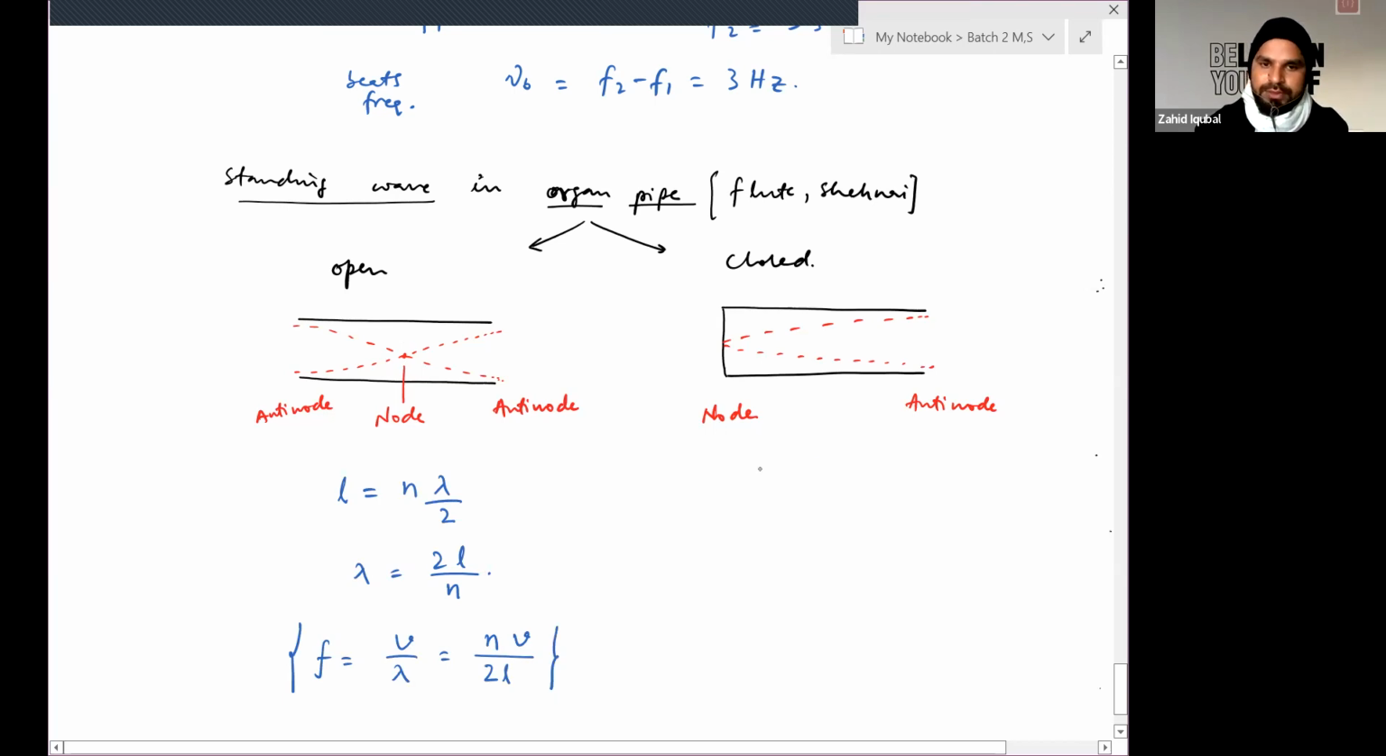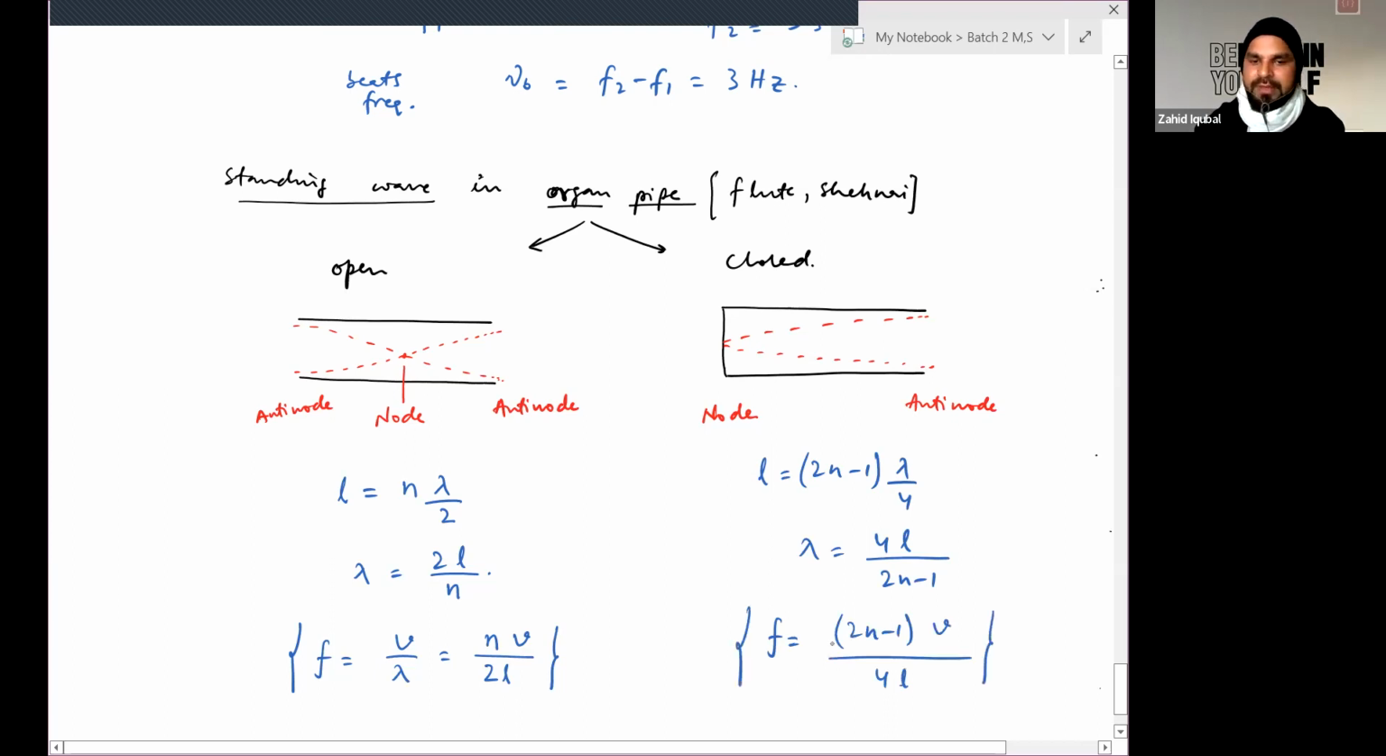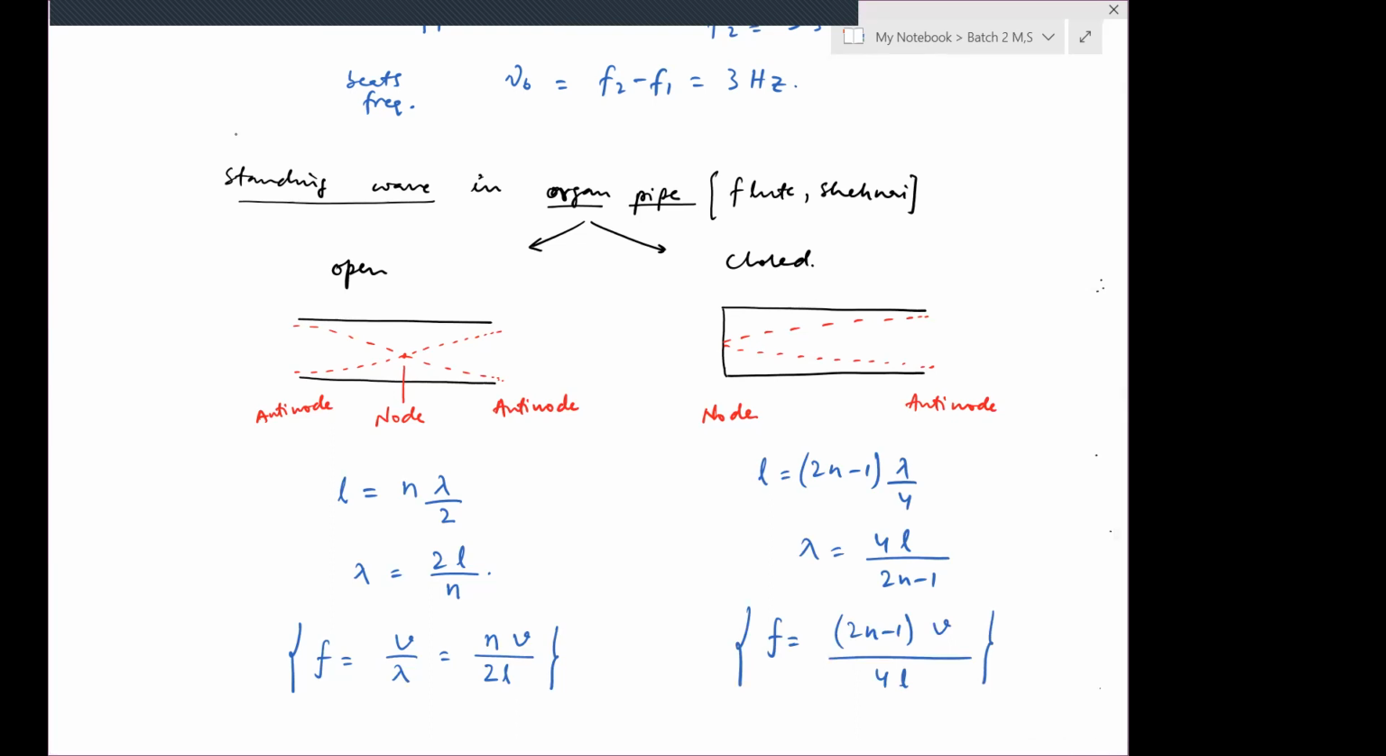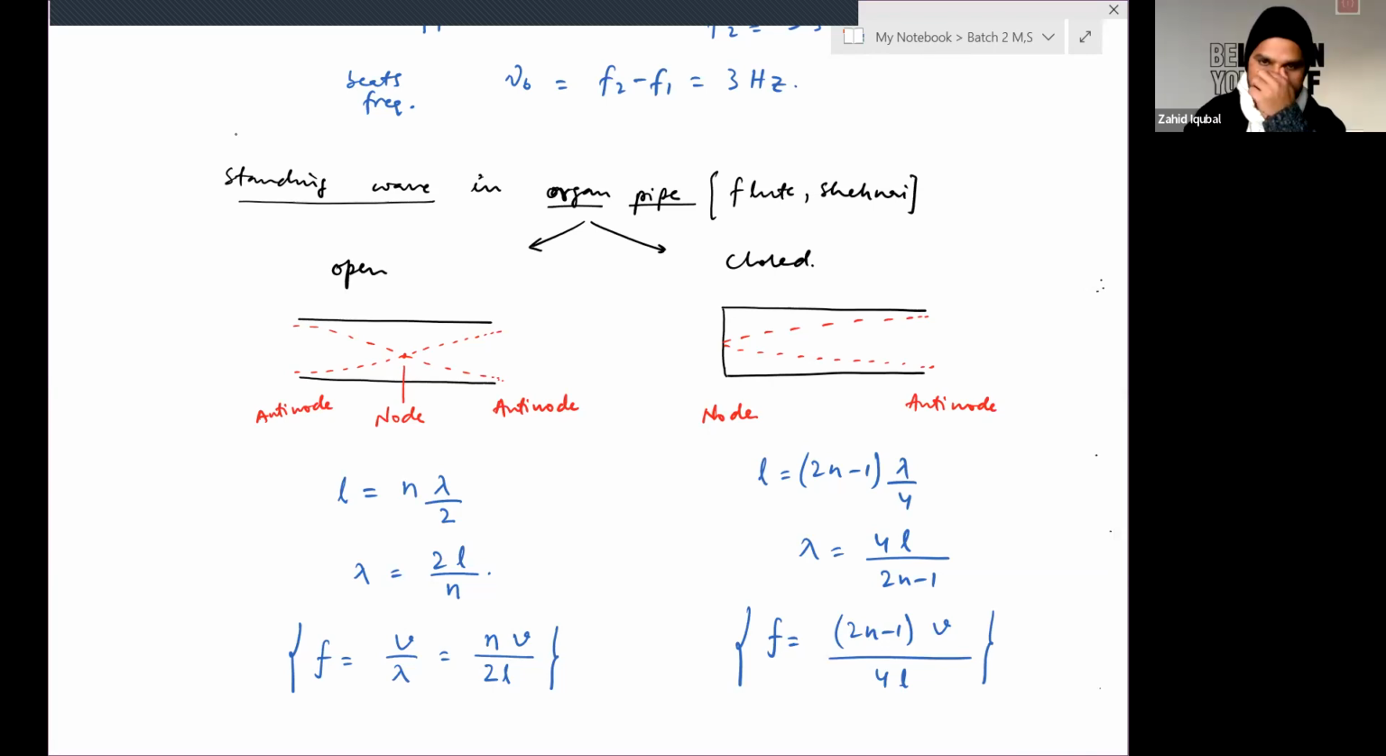But in the case of the closed pipe, the length is about (2n minus 1) lambda by 4. So lambda will be equal to 4 times L divided by (2n minus 1). If you substitute, frequency will be equal to (2n minus 1) v divided by 4L. So just substitute the value of n, 1, 2, 3, and so on. You will get the different frequencies of waves created in this organ pipe. Is it clear? Yes. Just write it down.